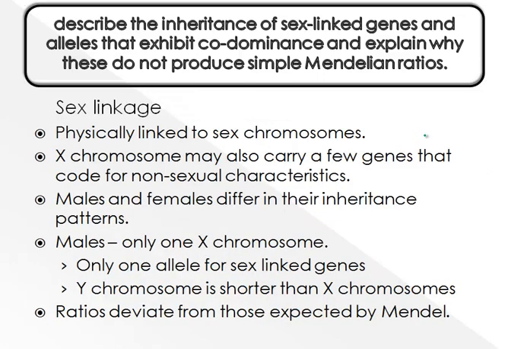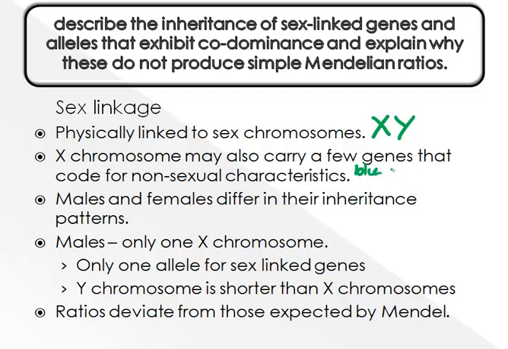We're going to look at an example of sex linkage. For sex linkage, it's physically linked to the sex chromosomes, the X and Y chromosomes. X chromosomes may also carry a few genes that code for non-sexual characteristics. So outside of the genes that determine sex in both males and females, there are other characteristics. One of these would be blue-green color blindness.